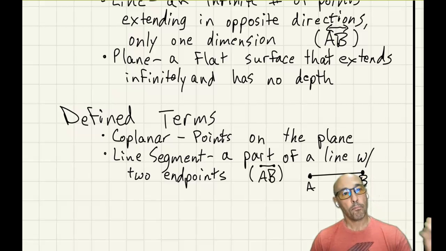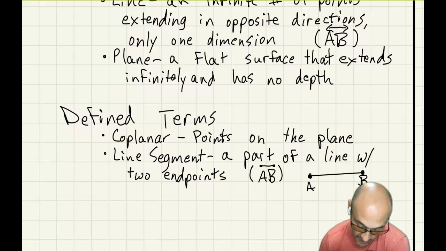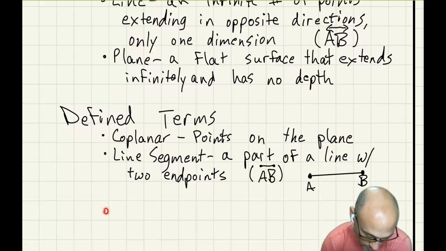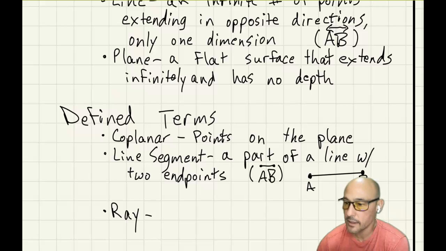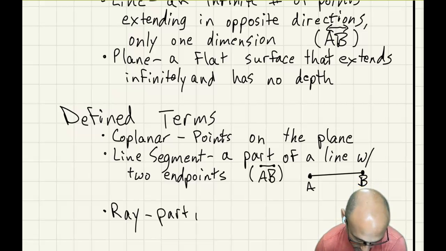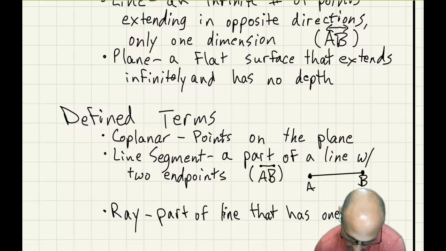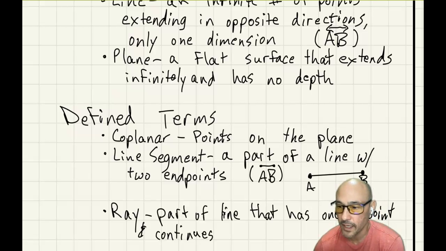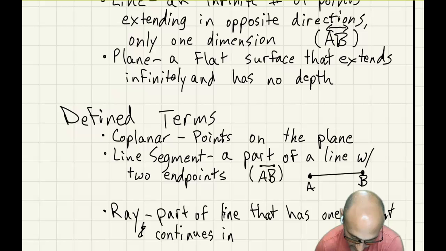Now, once we have point, line, plane, and this idea of a line segment where we have these endpoints, we can talk about a ray. A ray is a part of a line that has one endpoint, and continues infinitely in one direction.